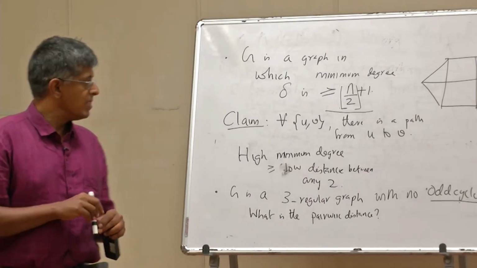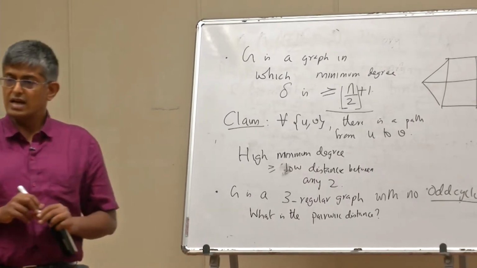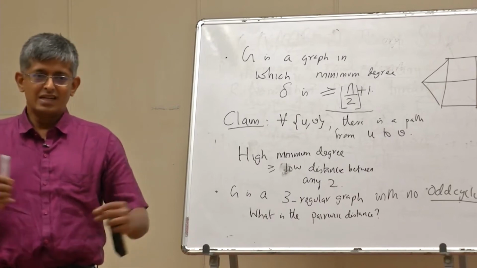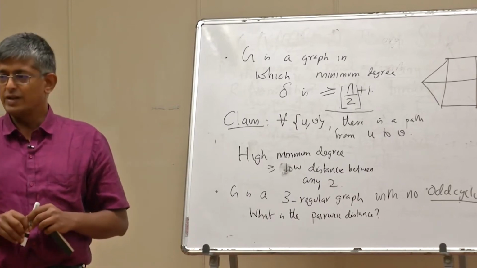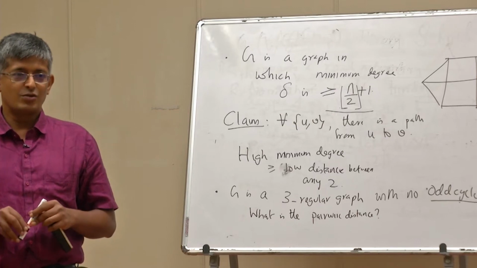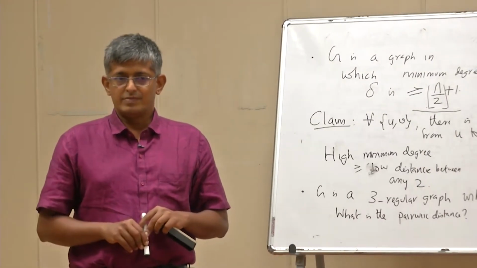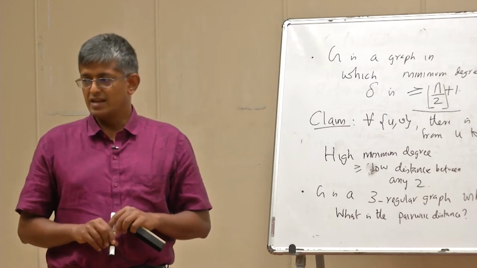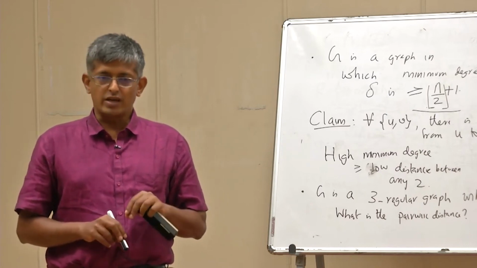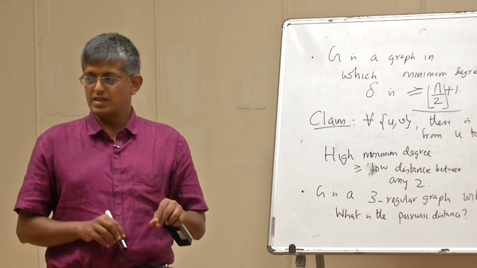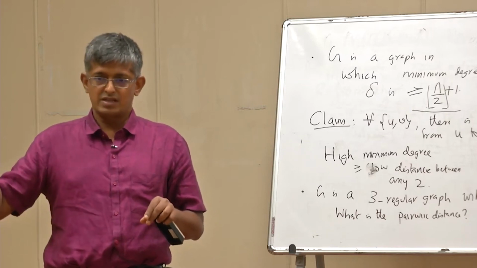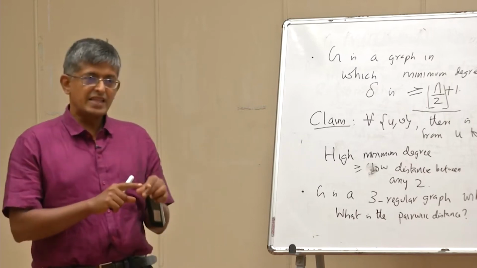I'm going to show you that the diameter is, any guesses for the distance between any pair? Do you think it is n by 3, or n by 4, or n by 2, or what do you think it is? Okay, the answer is log n, right? And I'm going to show you why it is log n. It's a very slow growing function relative to a linear function.